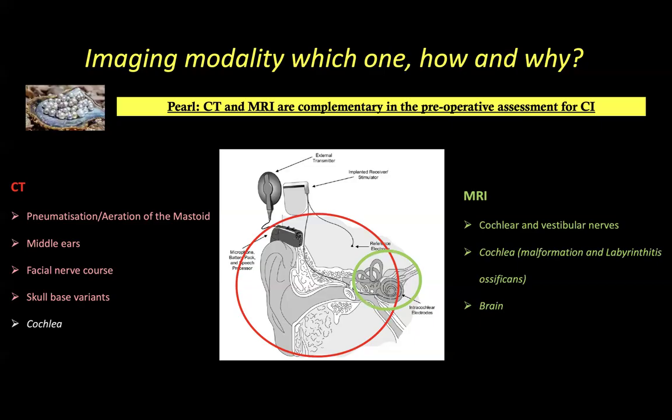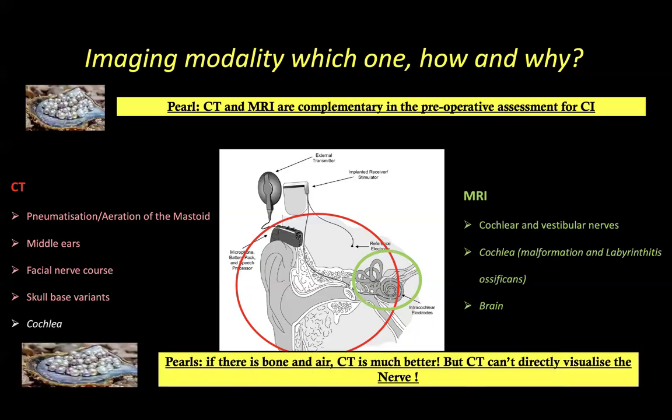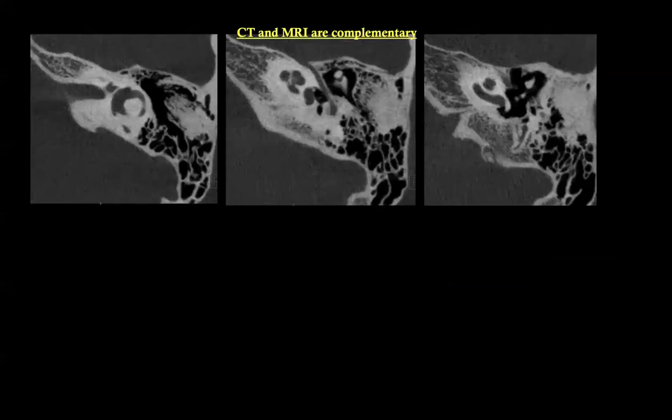So keep it simple. You need both, and CT is much better for bone and hair, but cannot visualize the nerve. So second pearl for you guys. This is why CT and MRI are complementary, just a bit of anatomy.